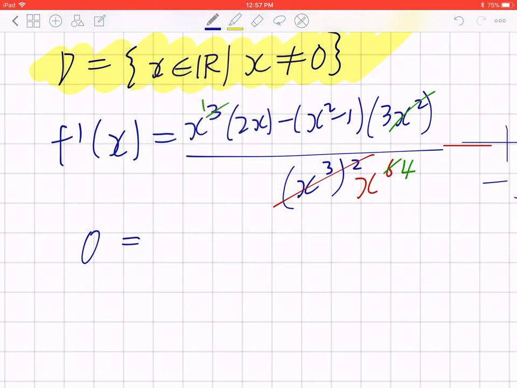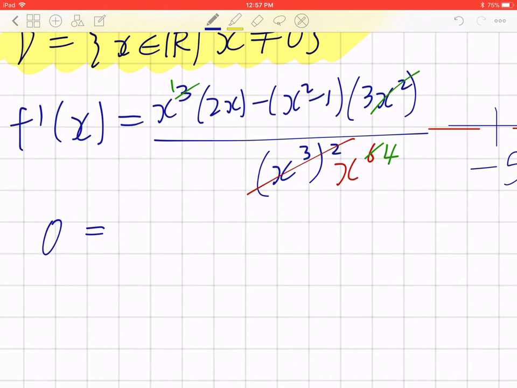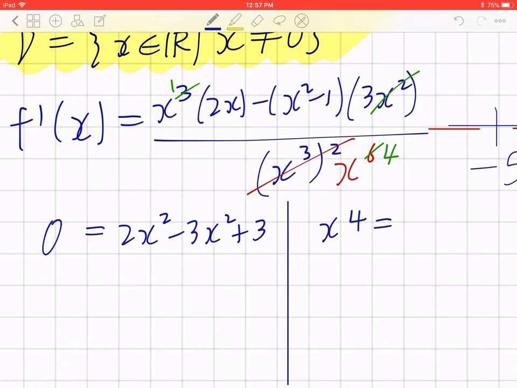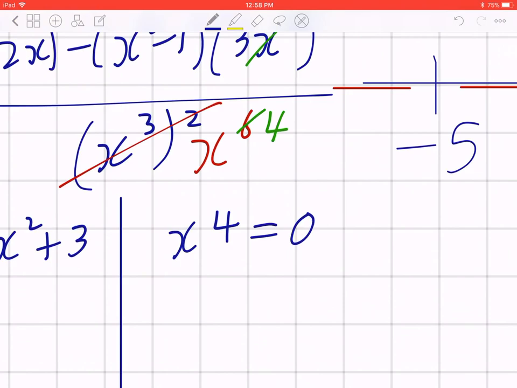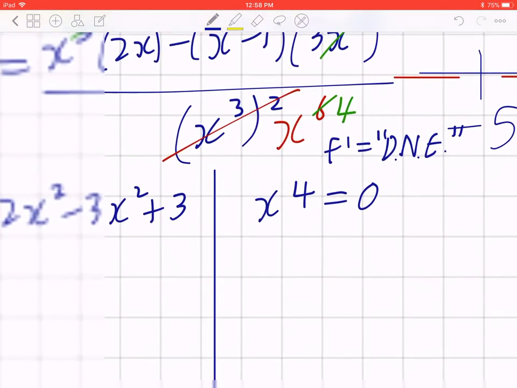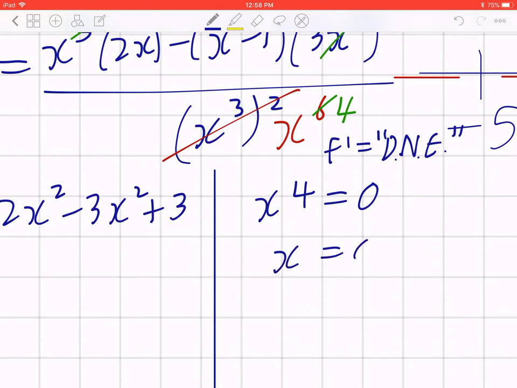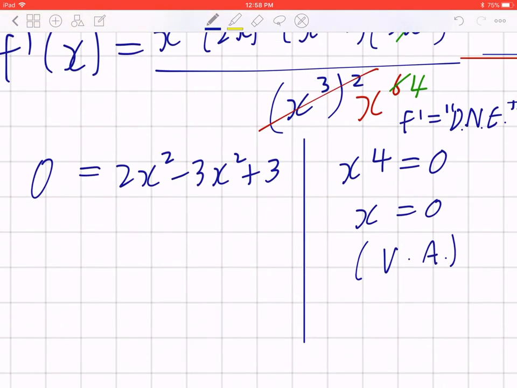Again, you can divide this into two different columns. You want to focus on the top and at the bottom to figure out all the possible critical points. If you focus on the top, x times 2x is going to give you 2x² − 3x² + 3. And if you look at the denominator, x⁴ = 0, this is where you want to figure out when f prime is undefined or "does not exist." Like I said, sometimes they're vertical asymptotes and there's nothing you can do. In the second column, x = 0 is a vertical asymptote, so that's not going to be a critical point.